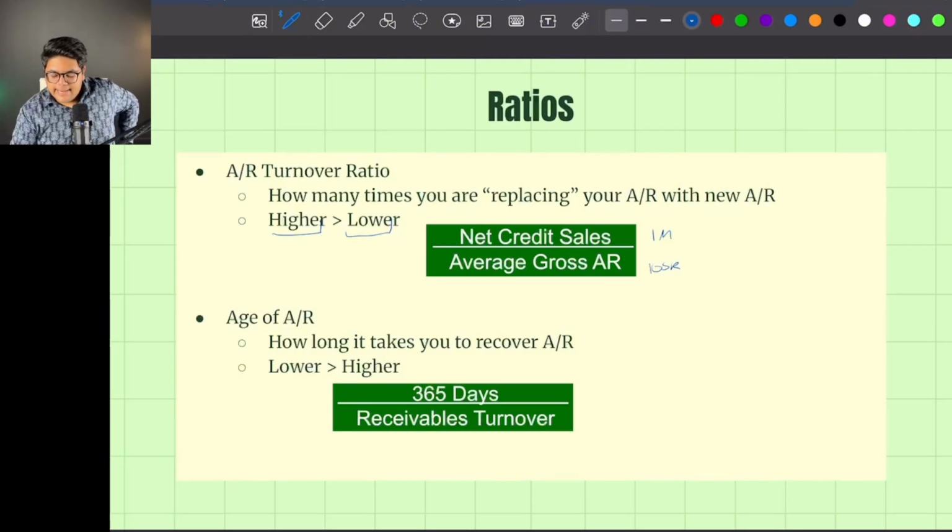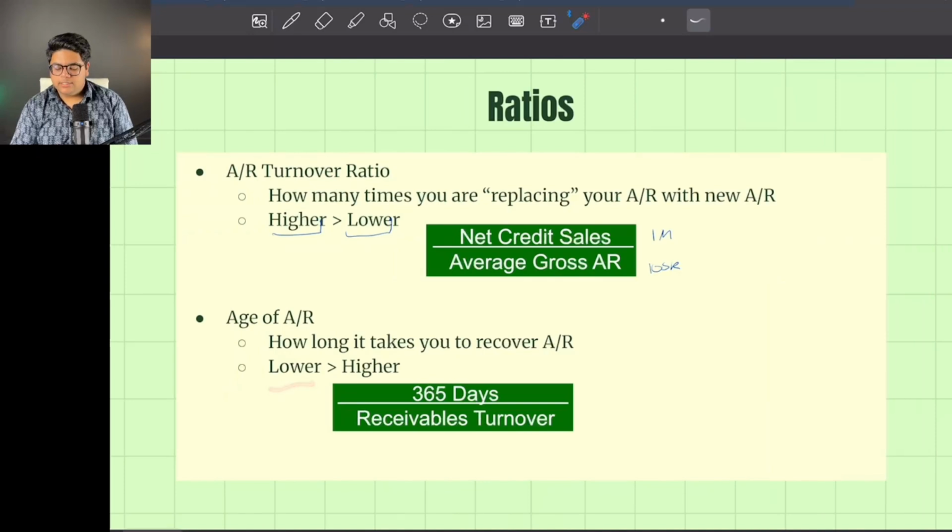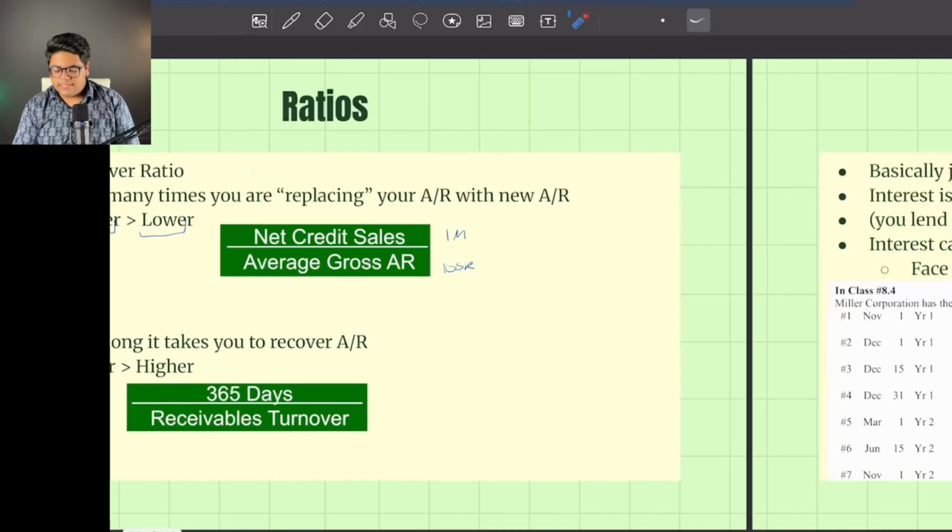And next up, the age of accounts receivable. You take this number, your AR turnover ratio, and you divide it into 365. This just tells you how long does it take for you to recover your accounts receivable. In this case, you want something that is lower as opposed to higher, because with lower, it takes you less days to collect your receivables. With higher, it takes you more days. Pretty self-explanatory.